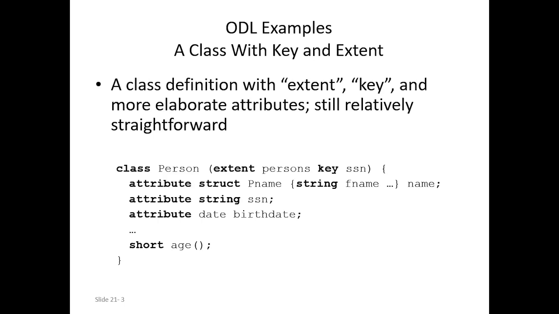And we know that entity types are mapped into ODL classes, and inheritance is done using the keyword extends. There is no direct way to map categories, that is union types, or to do multiple inheritance. Here we have a class person, with extent persons and key SSN. Here SSN is defined as the key attribute, and it has several other attributes. And there is an operation, that is age, also.